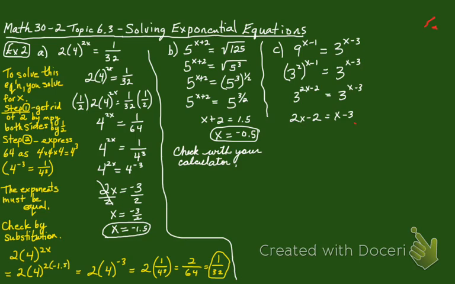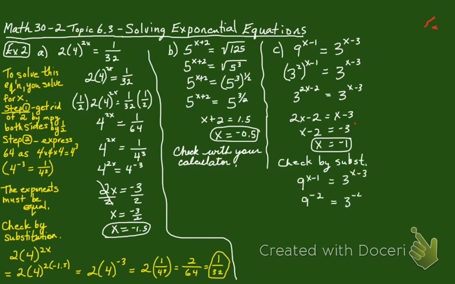Now we can set our exponents equal to each other. 2x minus 2 is equal to x minus 3. Take away an x from both sides, leaves us with x minus 2 equals negative 3. If you add 2 to both sides at this point to isolate the x, you'll be left with x equals negative 1. And that's our solution.